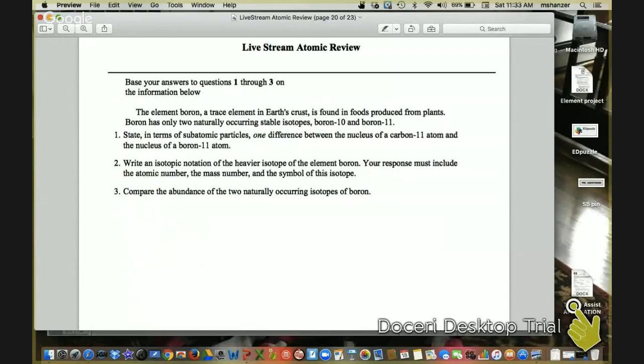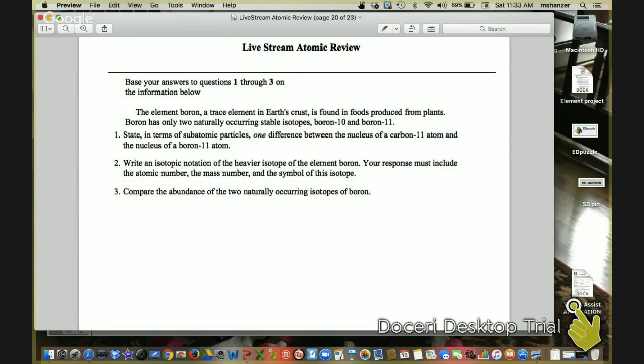Now, question 3 says, compare the abundance of the 2 naturally occurring isotopes of boron. Now, when we look at this, we can see that there's boron 10 and boron 11. So really what they're looking for you to tell them is which one is more abundant or which one is less abundant. Now, from the information given, it's not enough for you to be able to answer the question unless you look at the atomic mass of boron on your periodic table. So if you have the periodic table, take a look at it. It is 10.81.